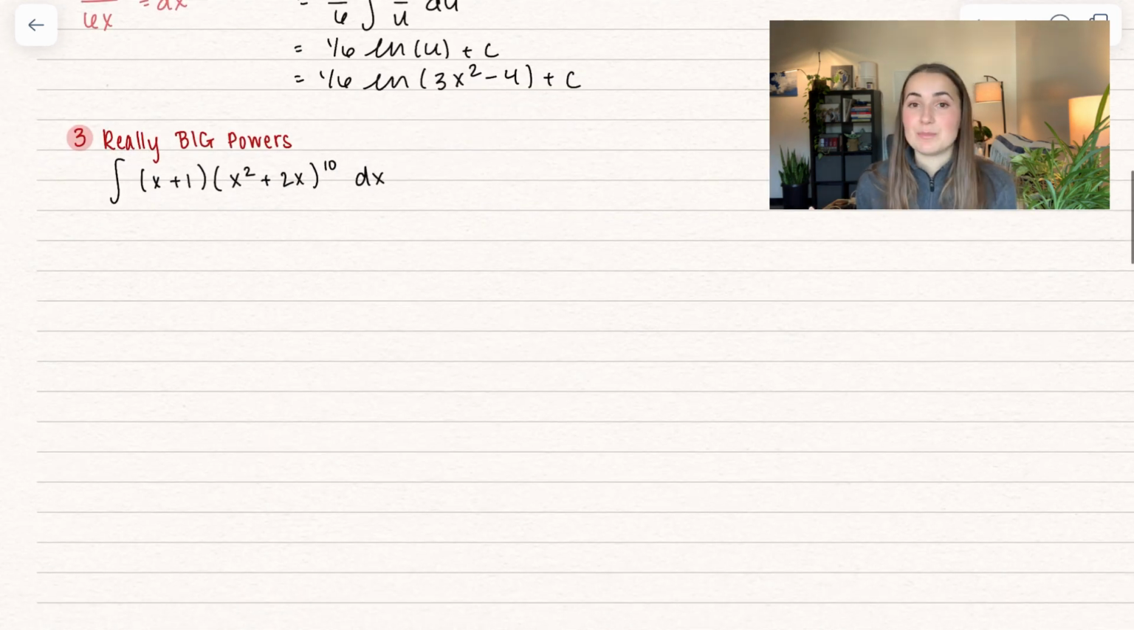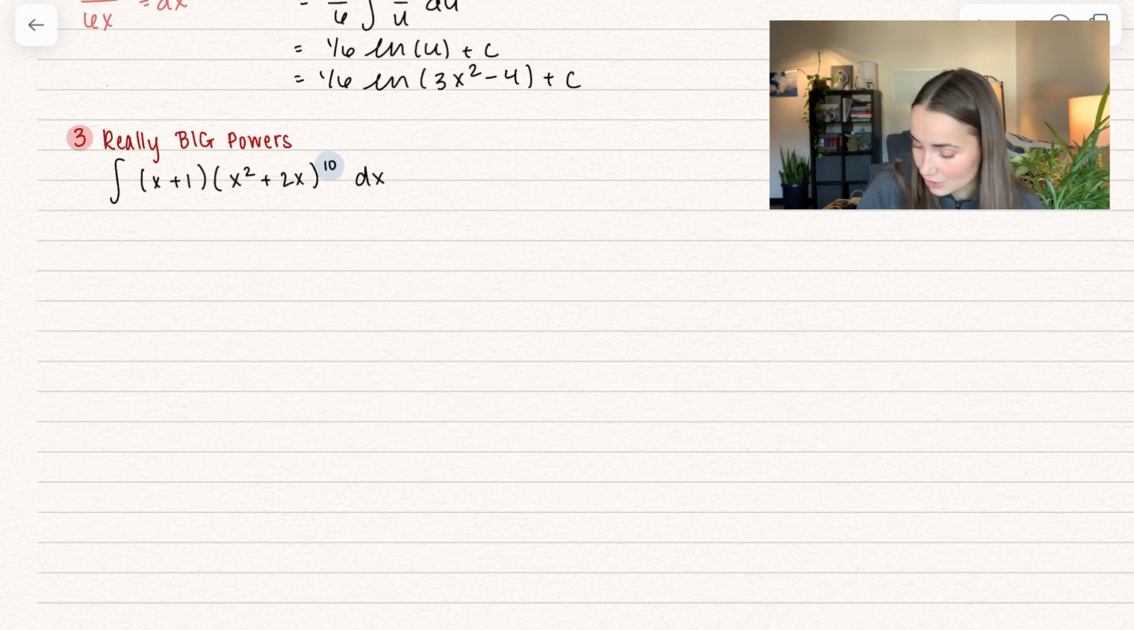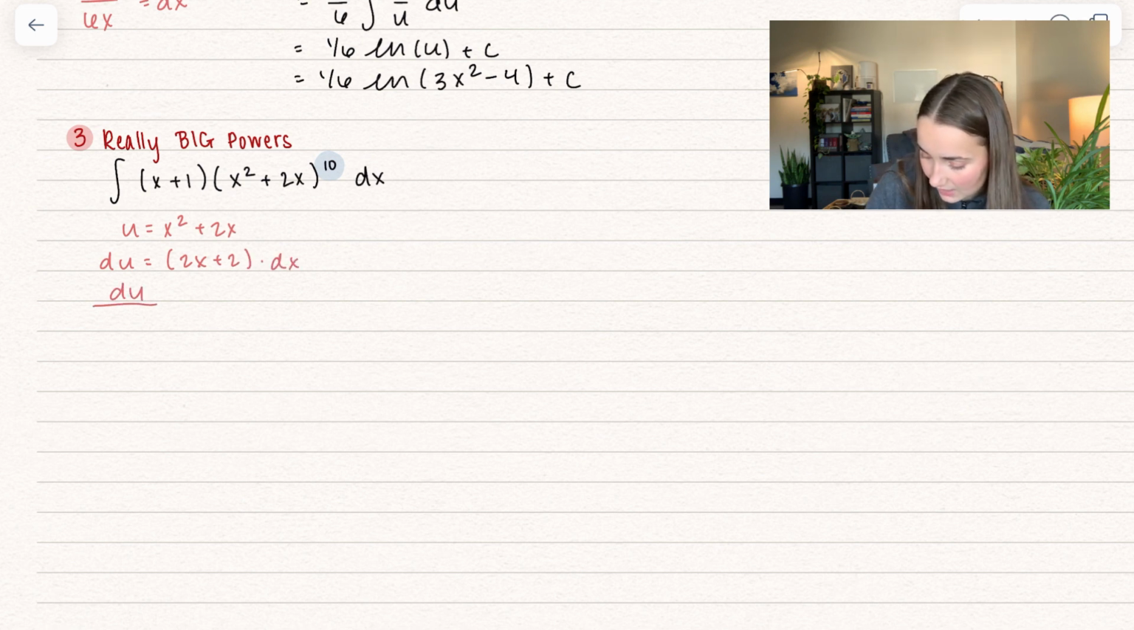A third common example I see is when there is a really big power involved. Notice here we have to the power of 10. We don't want to try to FOIL all that out. That would take way too long. So the trick here is to set u equal to whatever is inside that really big power. So here I'm going to set it equal to x squared plus 2x. I'm going to skip some steps, like I said, so I'm just going to say du is equal to 2x plus 2 times dx. Now I can divide that over. I get du divided by 2x plus 2 is equal to dx.